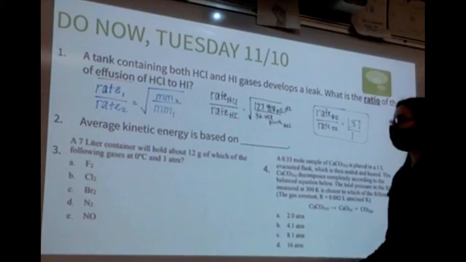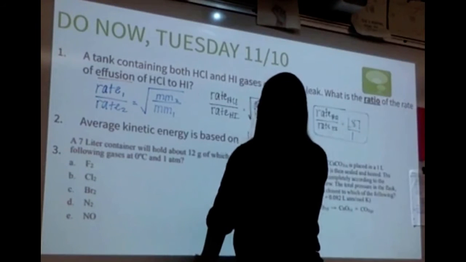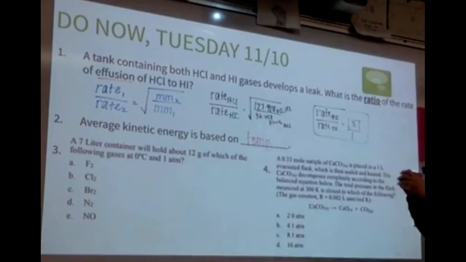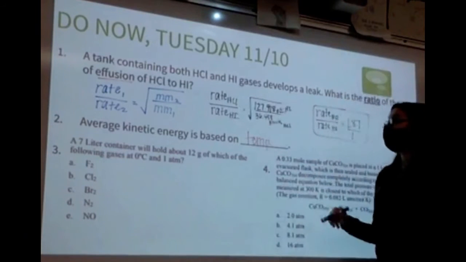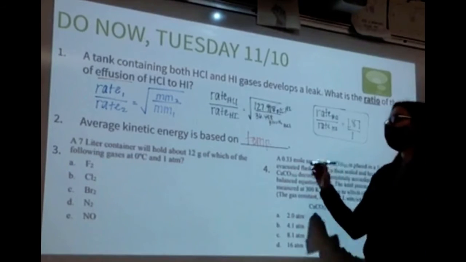Number 2, average kinetic energy is only based on one variable. And what is that one variable? Temperature. Average kinetic energy is based on temperature. That's it. When you see a question that asks you about average kinetic energy, look at the temperature. I ask questions on average kinetic energy every year on the test. Look at the temperature when you're looking at average kinetic energy. If the temperature stays the same, average kinetic energy stays the same. No matter what happens to pressure or to volume or to number of moles, average kinetic energy is only based on temperature.